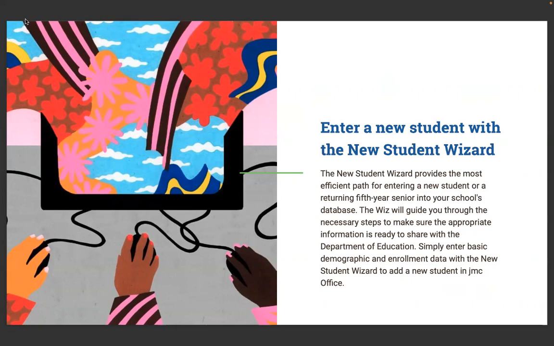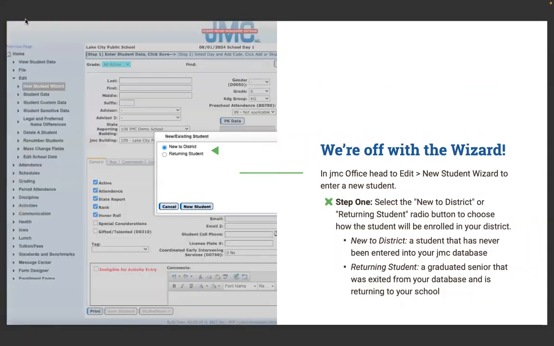So the new student wizard provides the most efficient path for entering a new student or returning fifth-year senior into your school's database. The Wiz will guide you through the necessary steps to make sure the appropriate information is ready to share with the Department of Education. Simply enter basic demographic and enrollment data with the new student wizard to add a new student in JMC Office. In JMC Office, you're going to head to Edit, New Student Wizard to enter a new student.